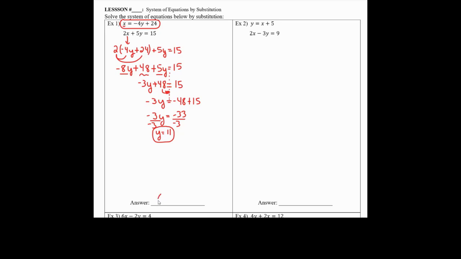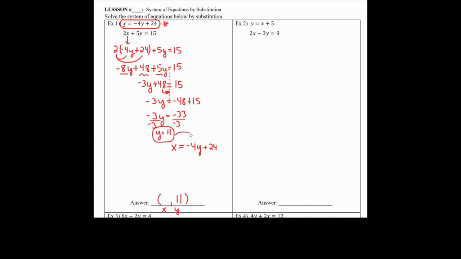So that means we found part of our answer. We found that the second number here is 11. Because remember, the first number is x, second number is y. So we found y equals 11. Now, we need to find x. So to do that, we're going to come back here and we're going to copy this equation. So x equals negative 4y plus 24.